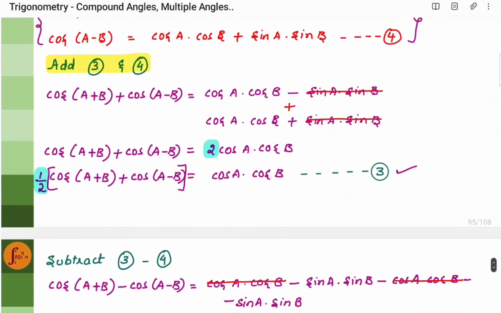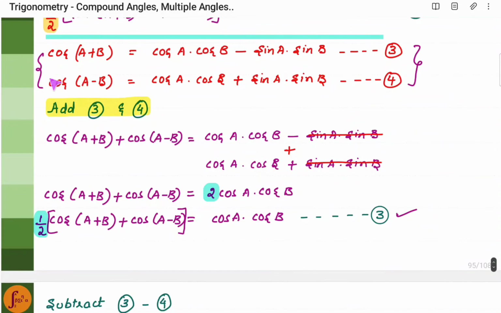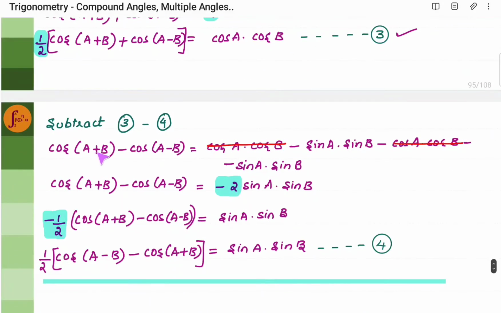Now to get the fourth formula, let's subtract these two compound angle formulas: cos(a+b) minus cos(a-b). You'll see that two terms will get cancelled. You'll be left with minus sin a into sin b. It's going to be minus 2 into sin a into sin b. Now you shift 2 to the other side. It's going to become minus half, right?